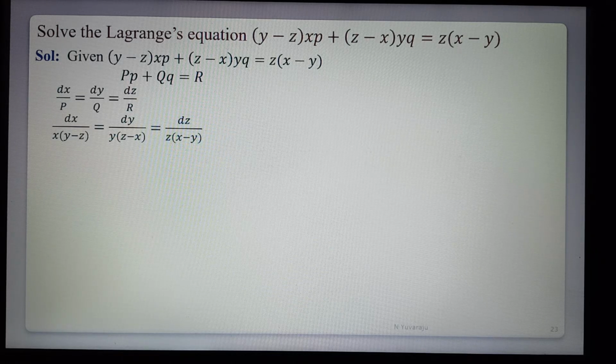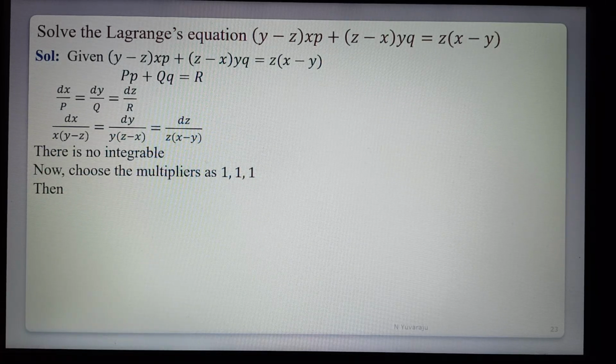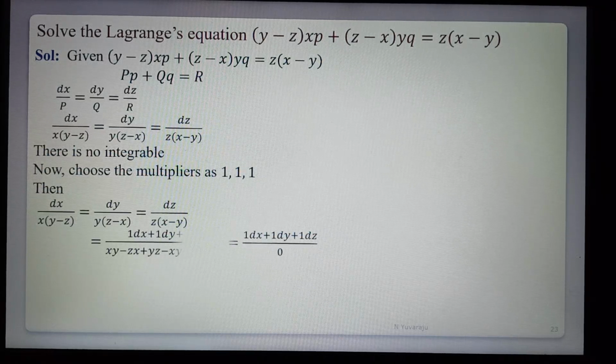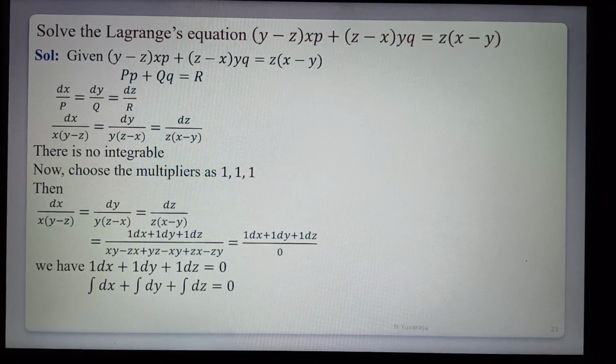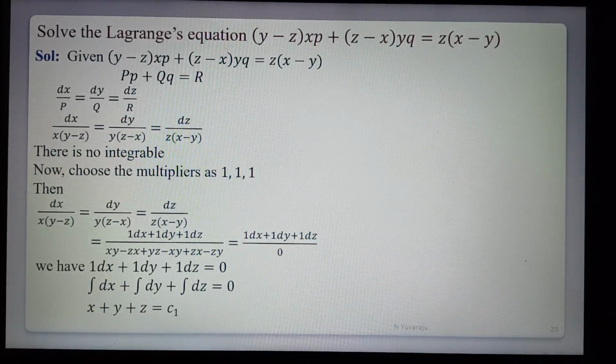Now using only the method of multipliers. Choosing the first set of multipliers, clearly 1, 1, 1. The denominator becomes 0 on adding, so the denominator must be 0. So 1 dx plus 1 dy plus 1 dz by xy minus zx plus yz minus xy plus zx minus zy is equal to 0. So the denominator is 0, automatically the numerator is 0: 1 dx plus 1 dy plus 1 dz is equal to 0. After integrating, we get the solution x plus y plus z is equal to c1.